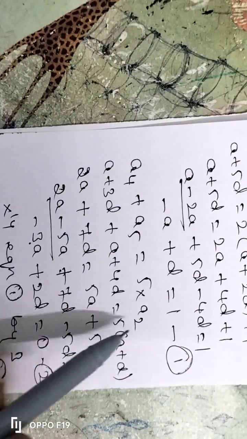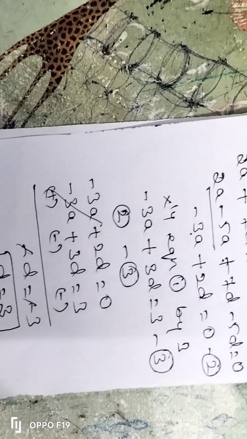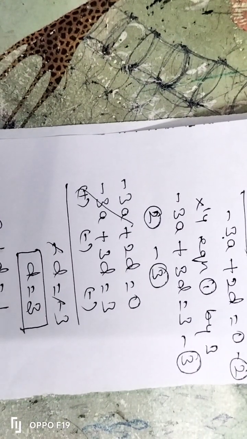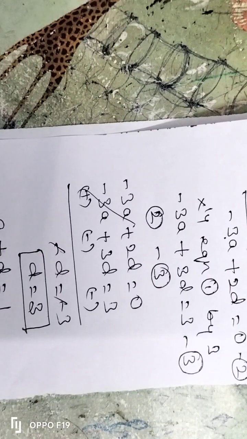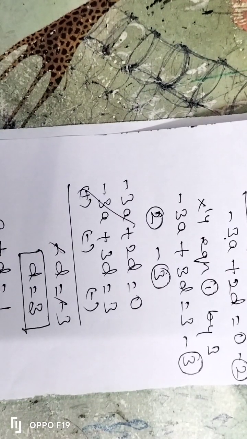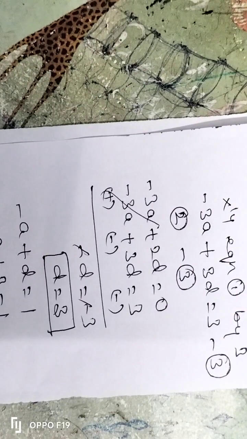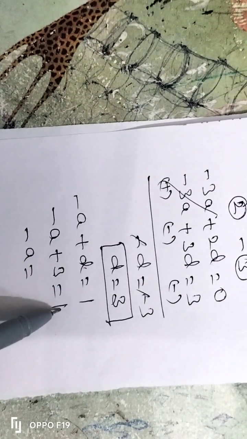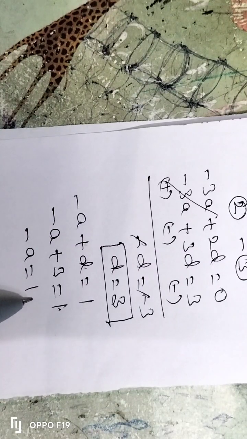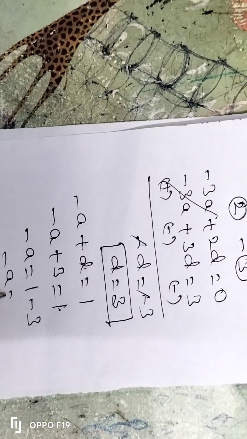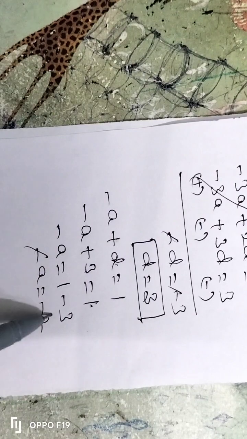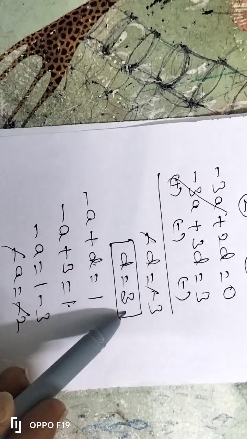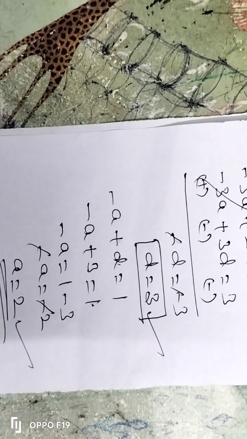Put this into equation 1. In equation 1, we have minus a plus d is equal to 1. So minus a plus 3 is equal to 1. Minus a is equal to 1 minus 3. Minus a is equal to minus 2. Minus minus cancel, so a is equal to 2. So we got the value of d as 3 and a as 2.